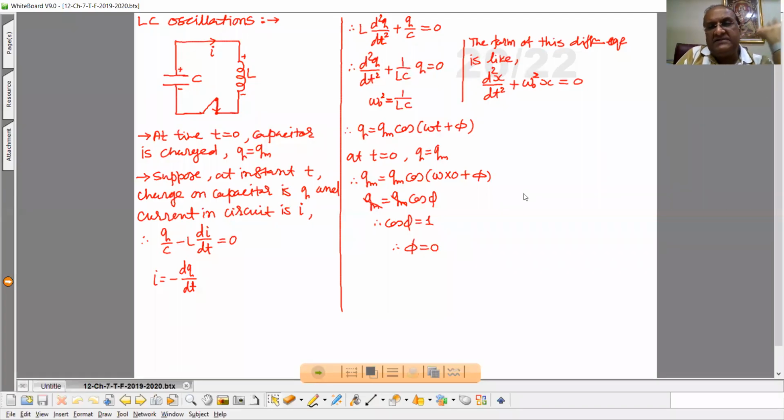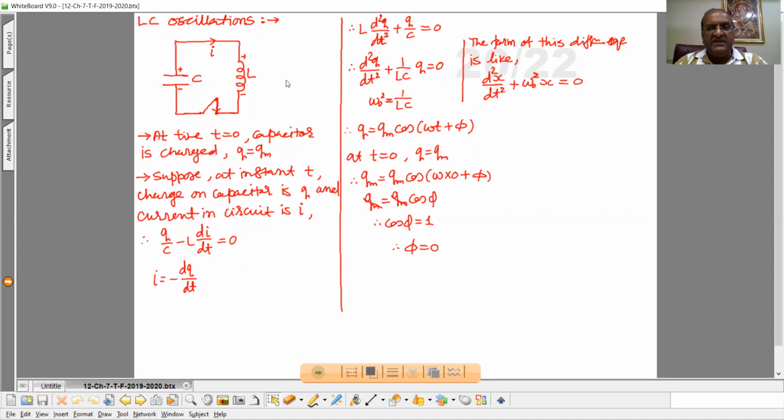Now next topic, that is LC oscillations. Suppose we have a capacitor and inductor, and suppose they are connected with each other as shown in this circuit through a key. Now initially the key is open, and at time t equal to 0, suppose the capacitor is fully charged.